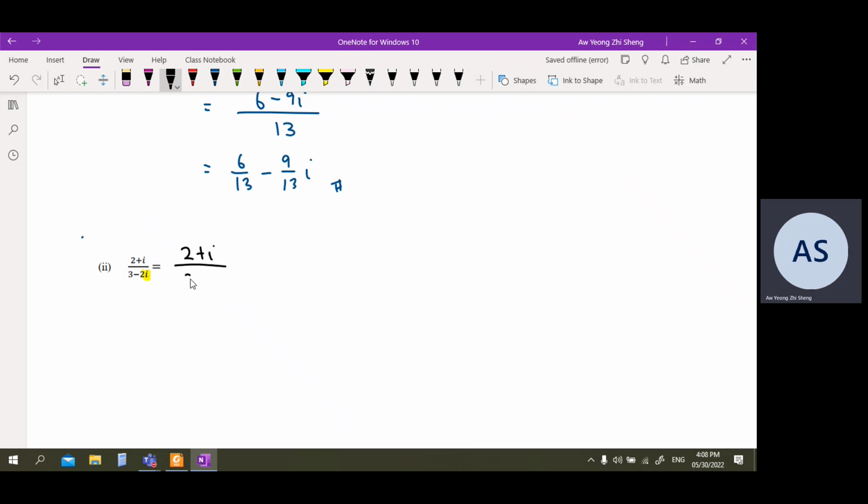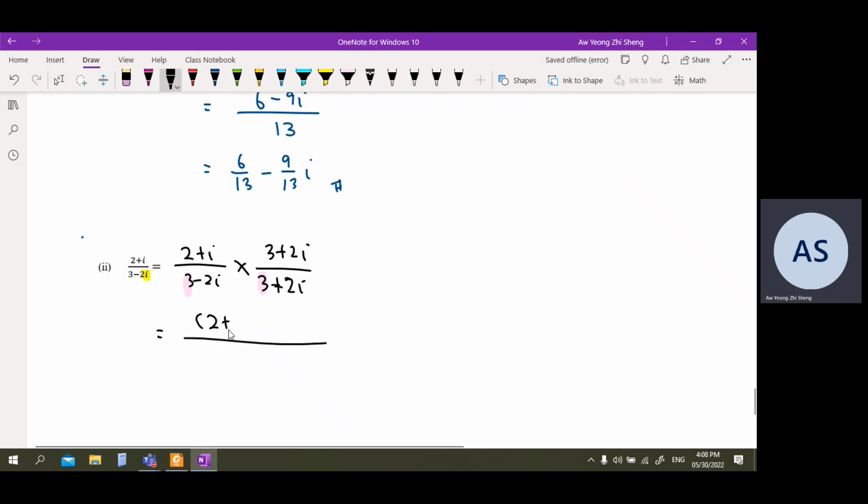So I copy this original question first. I have to multiply by the same number at the top and bottom, and that number will be the conjugate of the bottom, 3 plus 2i. Remember that the conjugate of a complex number always has the same real part. The 3 remains unchanged, while the imaginary term, minus 2i, has the sign reversed to become plus 2i.